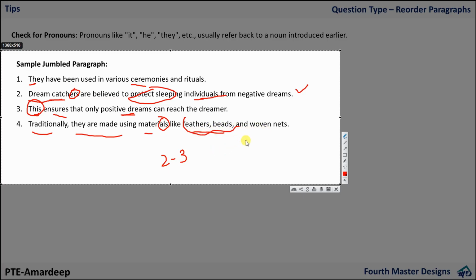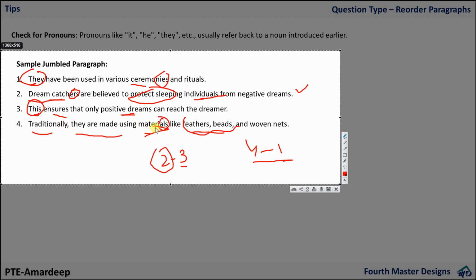So maybe fourth one and then first one. Why? Materials and then "this day." So I'm sure about fourth and first. Then second I'm sure. Now I'm not sure about number three. "This ensures." Let me think in a different way. Can this third one come after first? No. Why? Because they are talking about plural here: ceremonies, rituals. So this cannot come. Can third come after fourth?